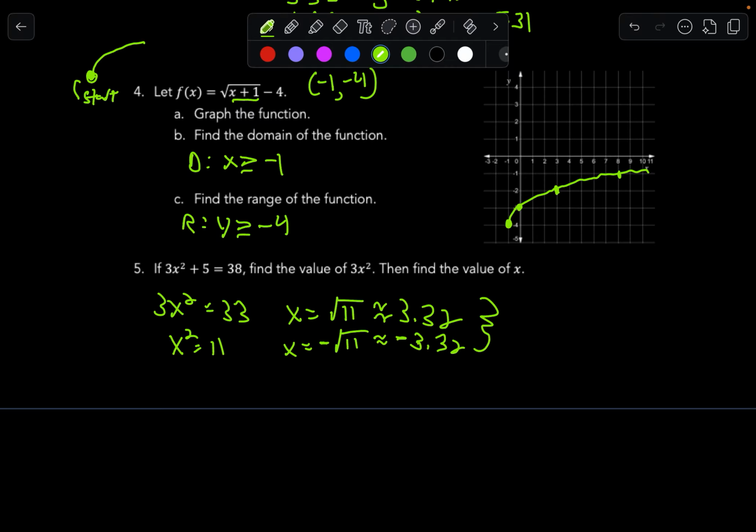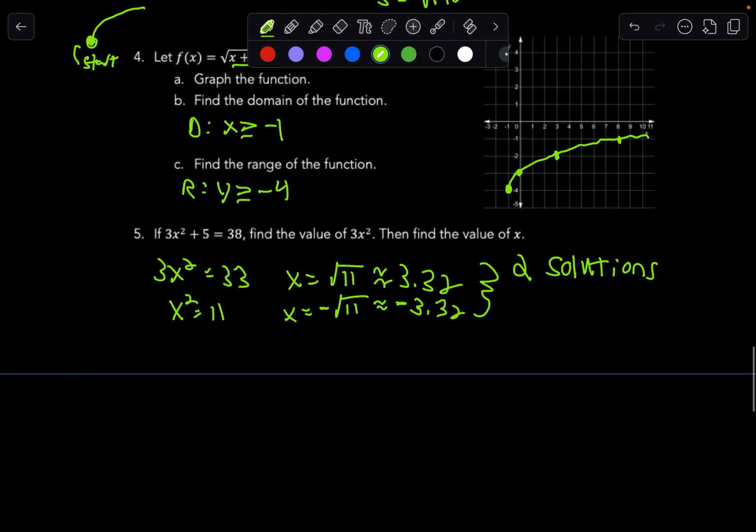You get two possible solutions. You almost always will get two solutions, a positive value and a negative value, especially if we're solving equations. All right, and that is the end of this.